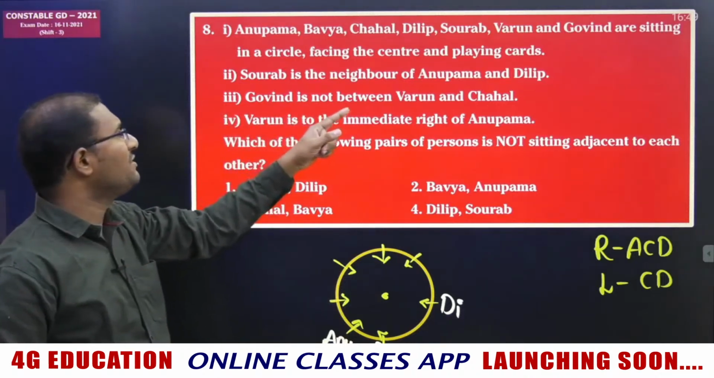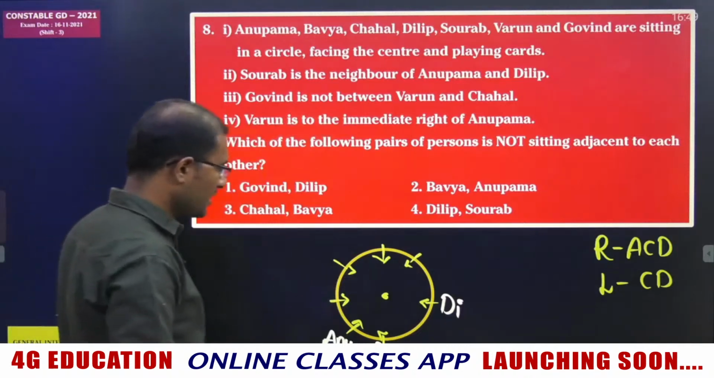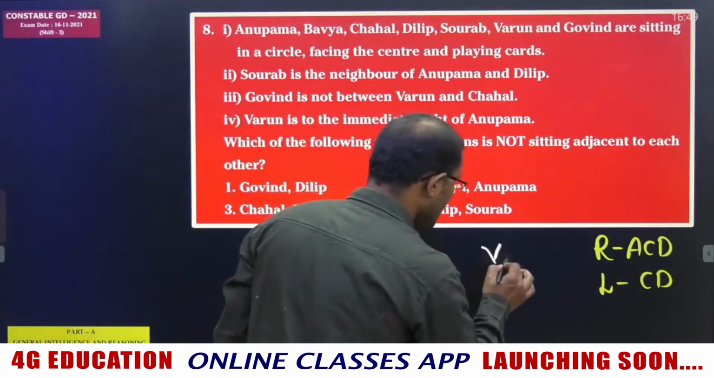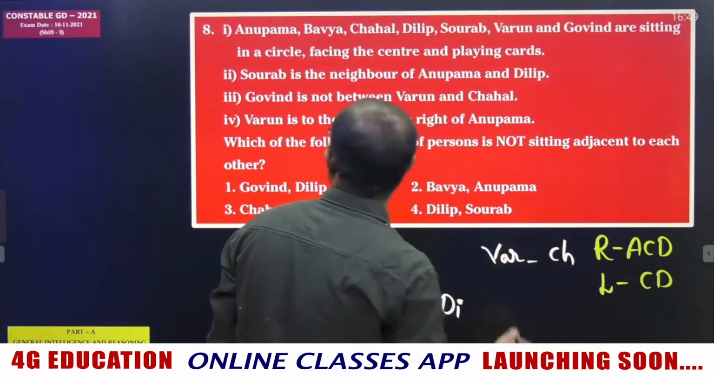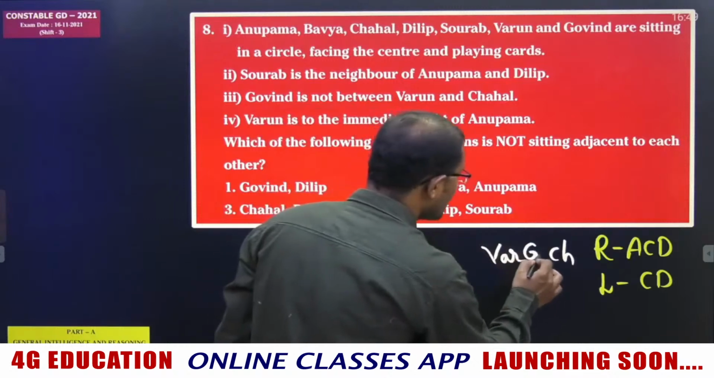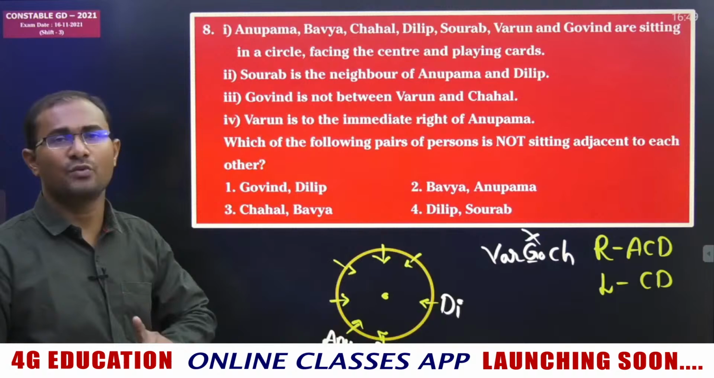Govind is not between Varun and Chahal. Govind is not between Varun and Chahal. So for Varun and Chahal, there are 2 more members, but in between these 2, Govind is not the person. In between, one person must be there, but that person is not Govind.